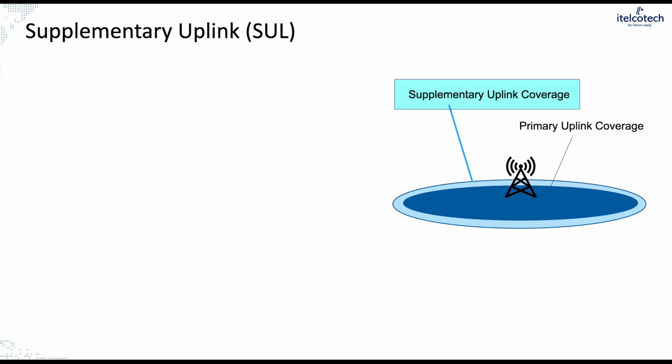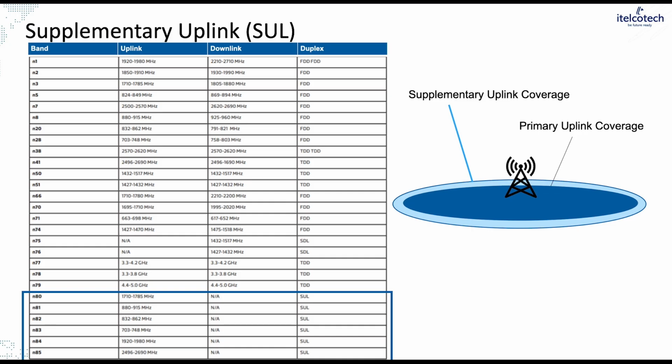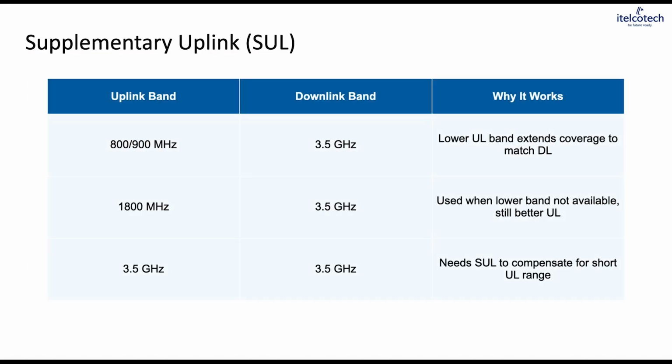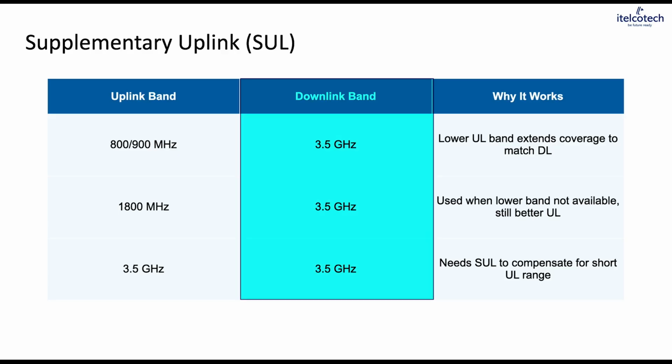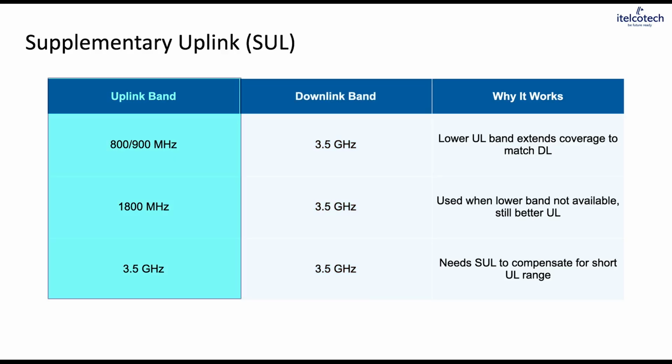What it does is provide additional coverage in the uplink. So in a mid band, for example, where we are using 3.5 gigahertz in downlink, we can use maybe the 1800 megahertz band for uplink exclusively. That's where we are matching the coverage for uplink and downlink. So there could be certain combinations where, for example, in downlink we have the mid band, which is 3.5 gigahertz here, and we can use the 800 or 900 megahertz band in uplink.